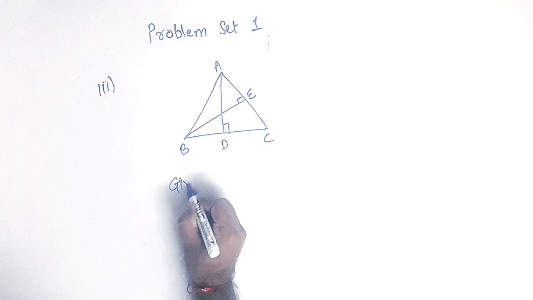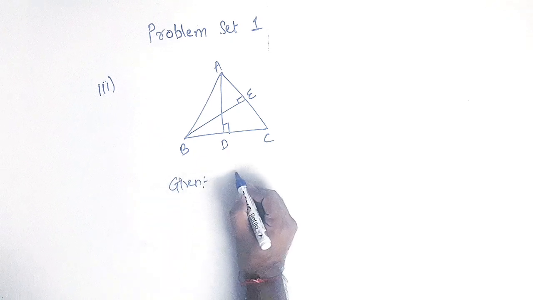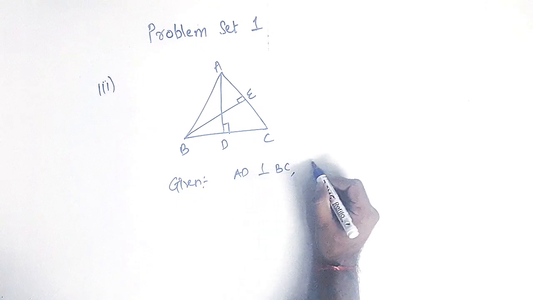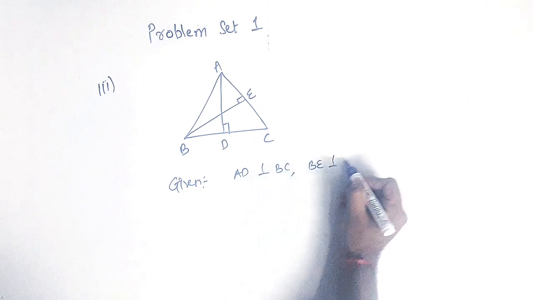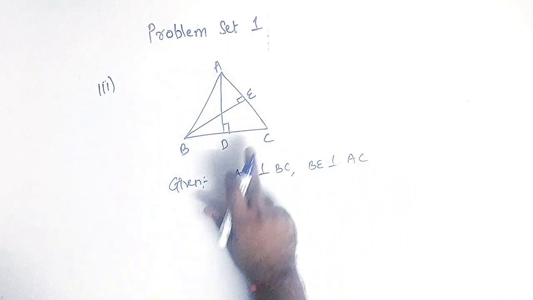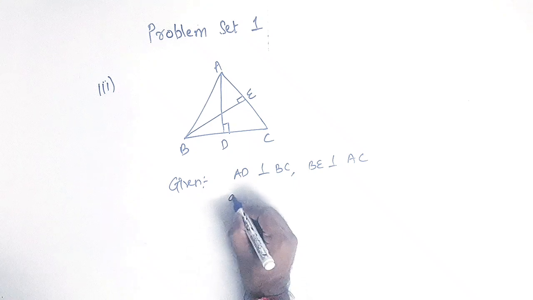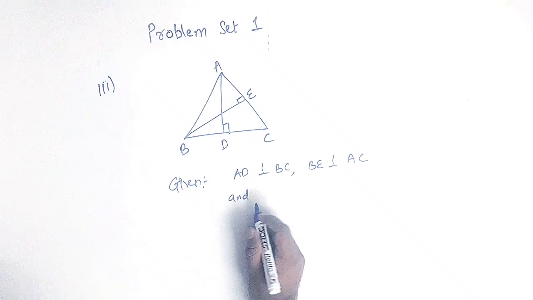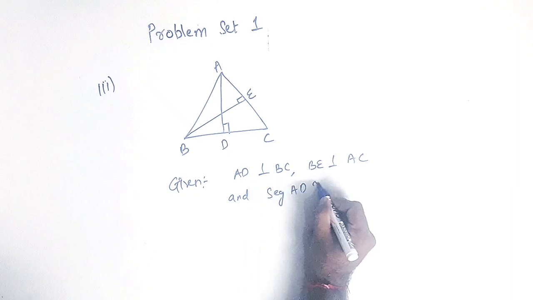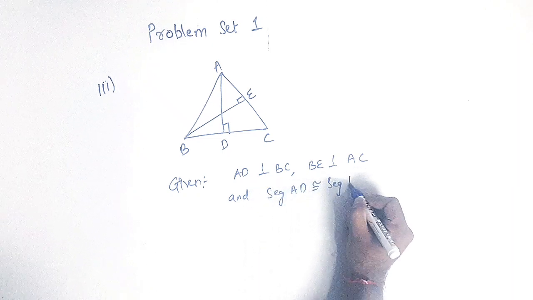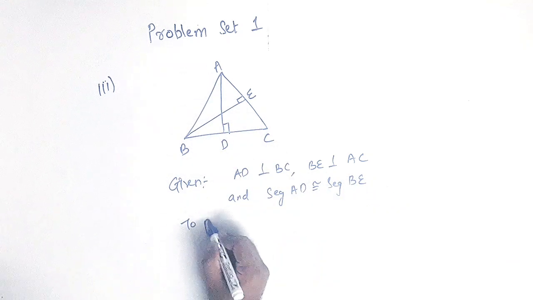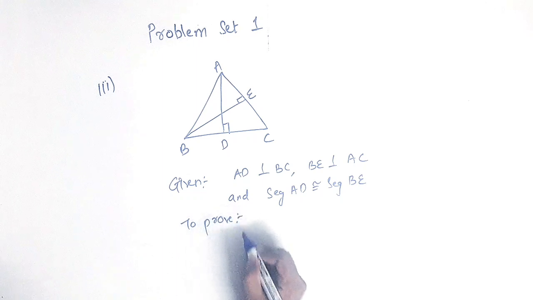So first let us write given. AD is perpendicular to BC and BE is perpendicular to AC. And what else is given? Altitudes are also congruent: seg AD is congruent to seg BE. If altitudes are congruent, then those two sides are also congruent.